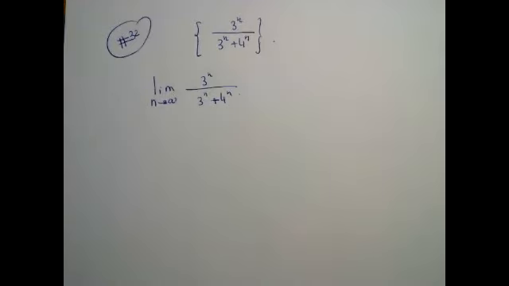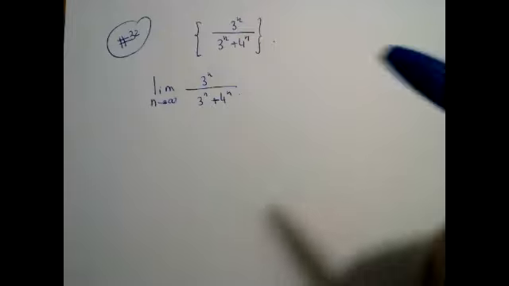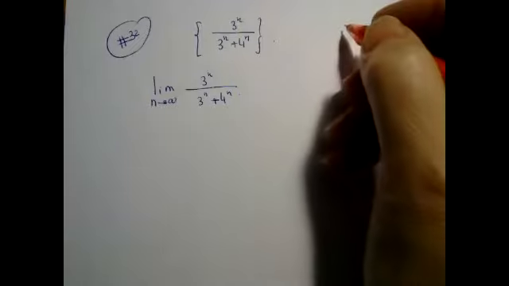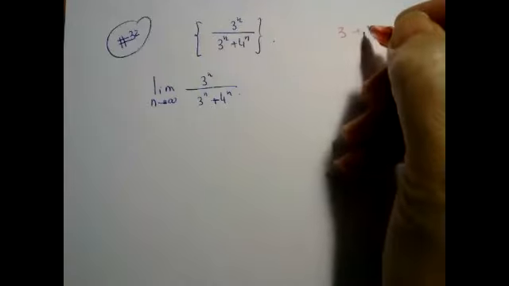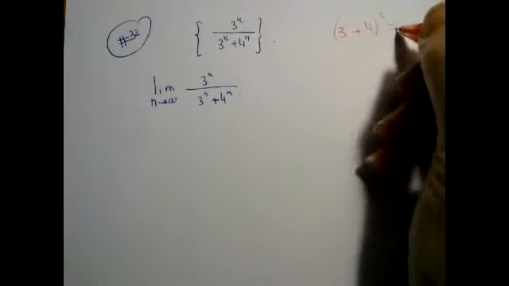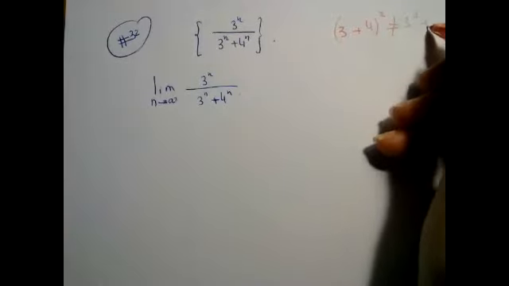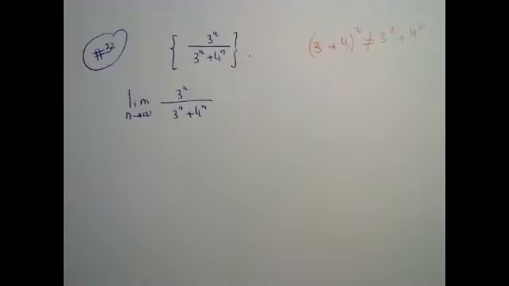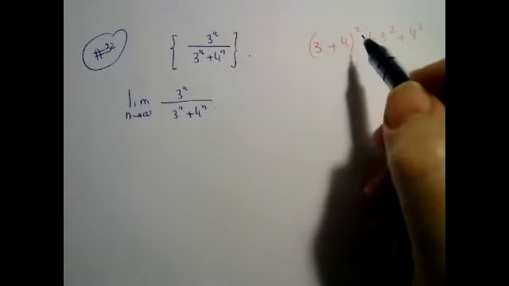Can't you just make the denominator 3 plus 4 to the nth power? No, you cannot split it. Simple example: 3 plus 4 squared is not 3 squared plus 4 squared, right? This is 7, so we cannot split.